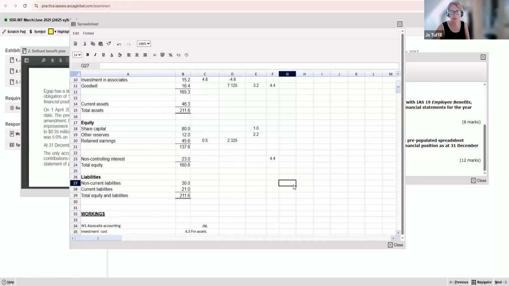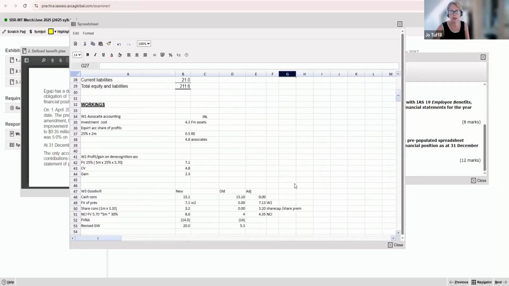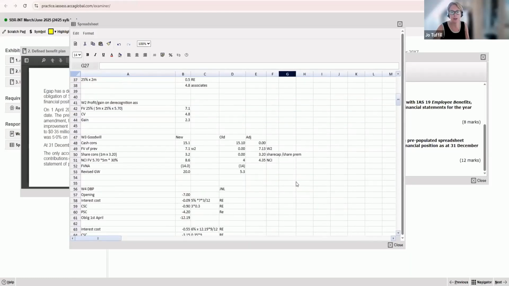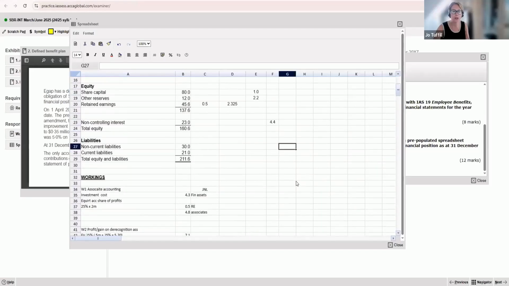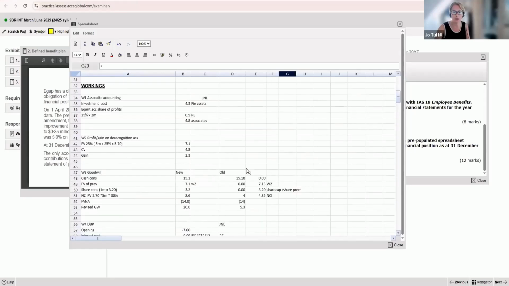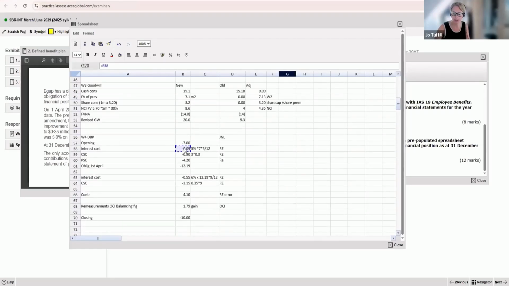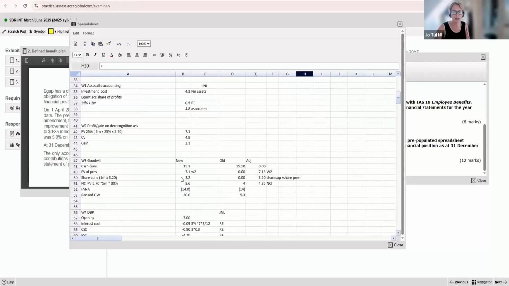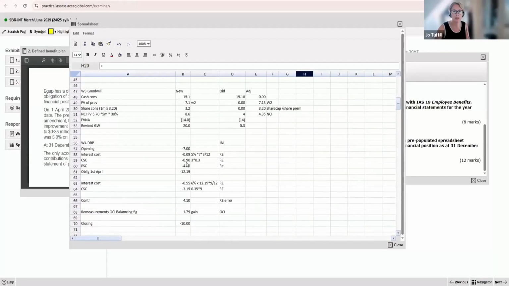So the first column is going to be, we are going to increase the liability. And we are going to reduce retained earnings. So the best thing to do is to go straight to the interest cost, add that, and add that if you want to do it separately. Then we're going to do current service cost and that and that.